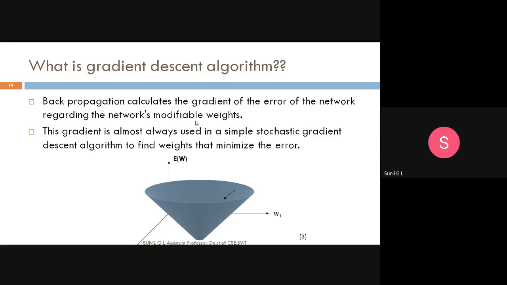Gradient descent is almost always used in the form of the simple stochastic gradient descent algorithm to find the weights that minimize the errors. Here we have a diagram showing how gradient descent is represented, with different weights where the error should be minimum.